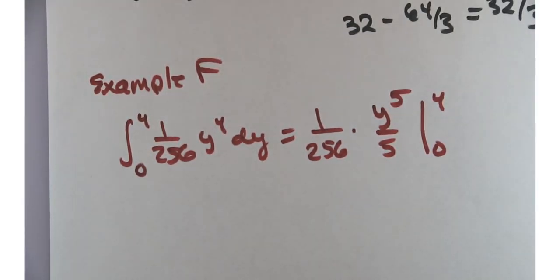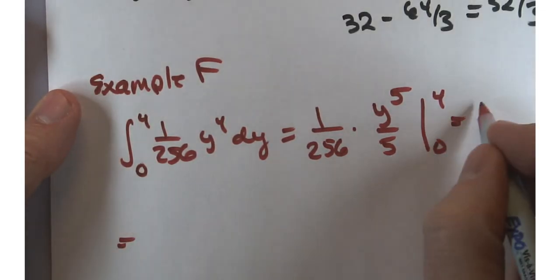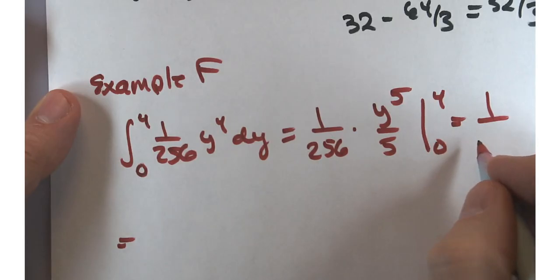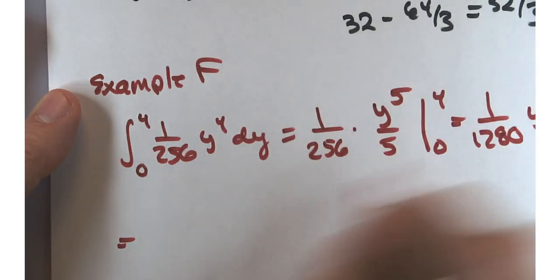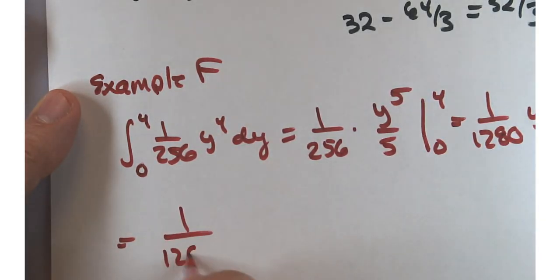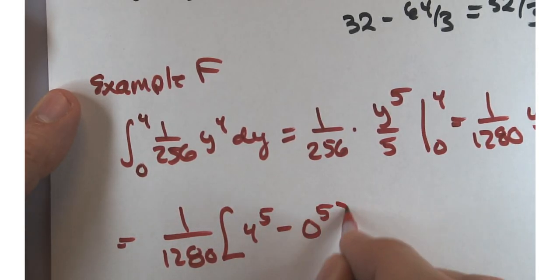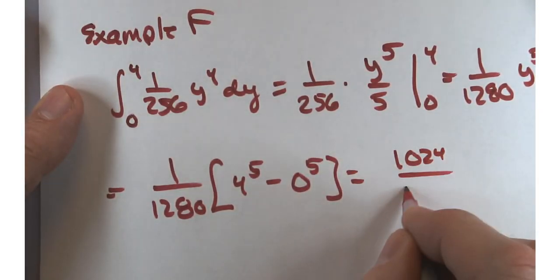So let's see, this is going to equal 1 over what? That's 1280. 1280 times y to the 5th between 0 and 4. 1 over 1280 times 4 to the 5th minus 0 to the 5th. It's going to be 1024 divided by 1280.